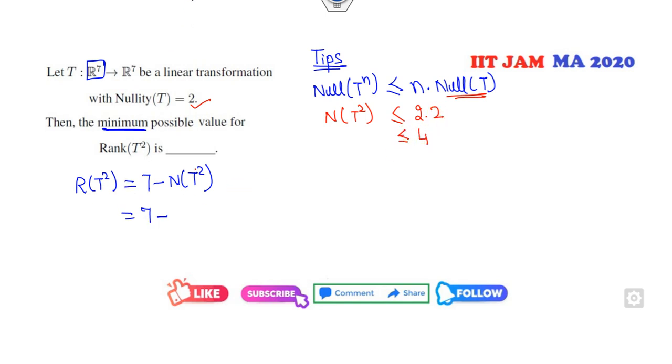If I substitute here, because it's a less than sign, it will be greater than this, greater than or equal to 3. So we need a minimum value. 3 is the right answer.